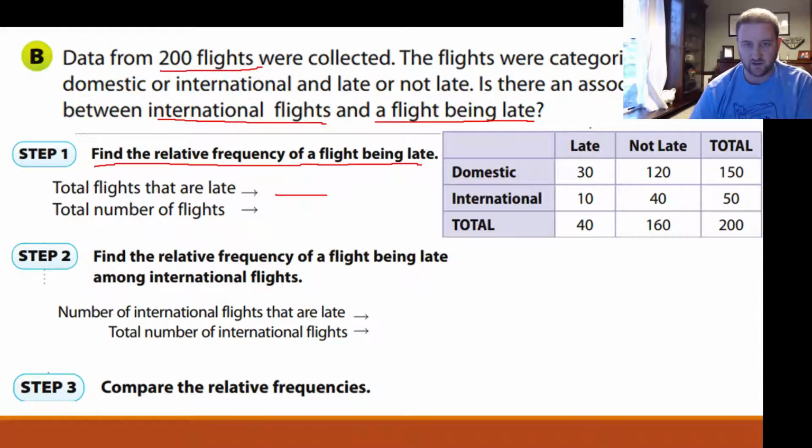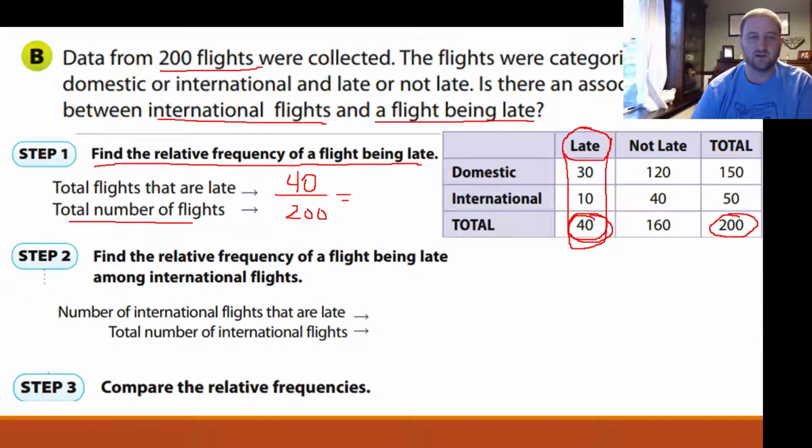Okay, here's our late category right here. We want to look at this column and the total number of flights that are late. That's 40. Out of the total number of flights, that's 200. There's 200 total flights. We can then reduce our fraction to 1/5, which is, again, 20%. So 20% of the total number of flights end up being late.